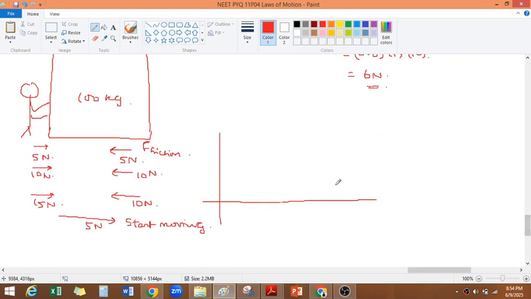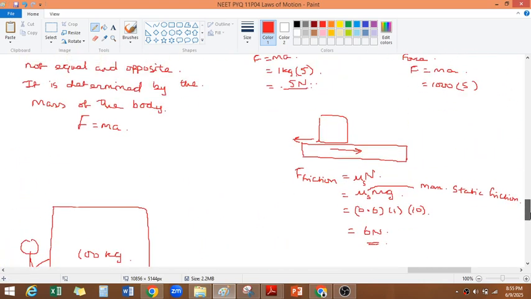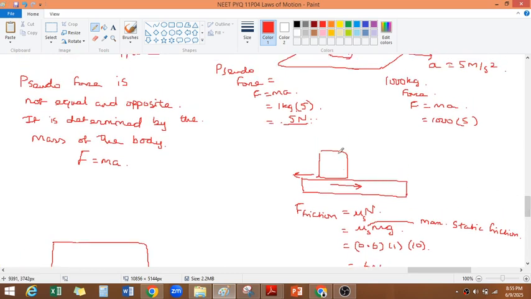As I keep on increasing the F external force, the F friction will also increase. But will it keep on increasing forever? No, it will reach a maximum value and then it will become constant. So this is your 6 Newton, but right now for the given acceleration we are at 5 Newton. So 5 Newton will be the correct answer, not the 6 Newton. This is also a common error all of us will make. We will directly use this formula and then forget about this.